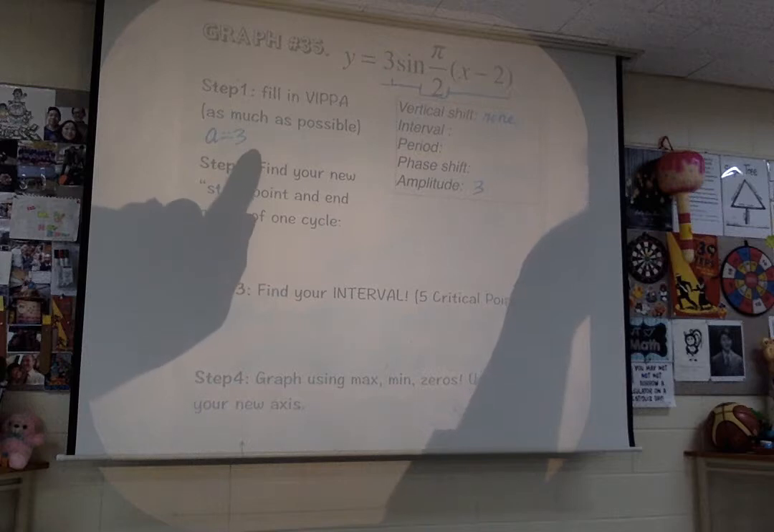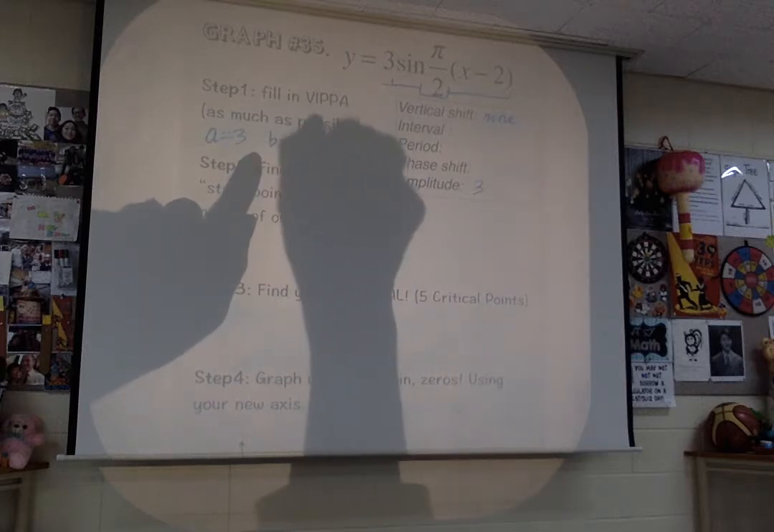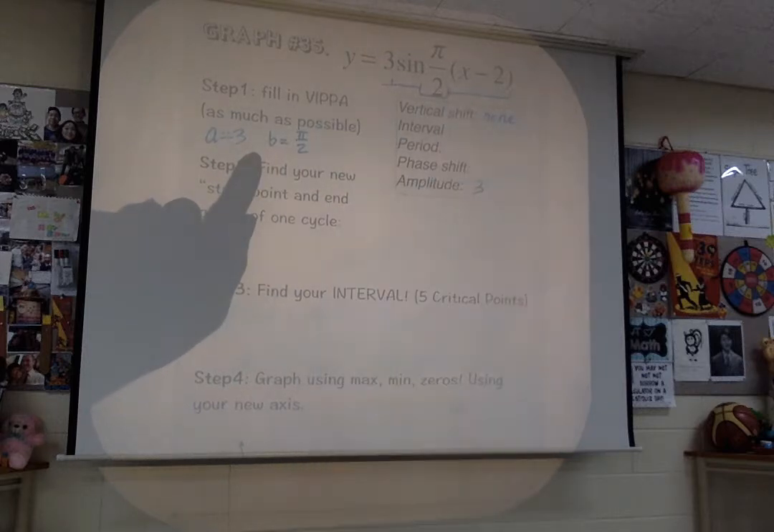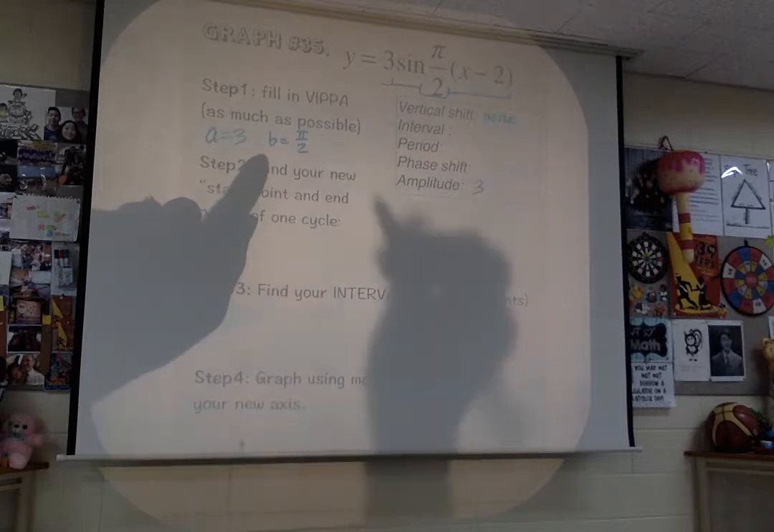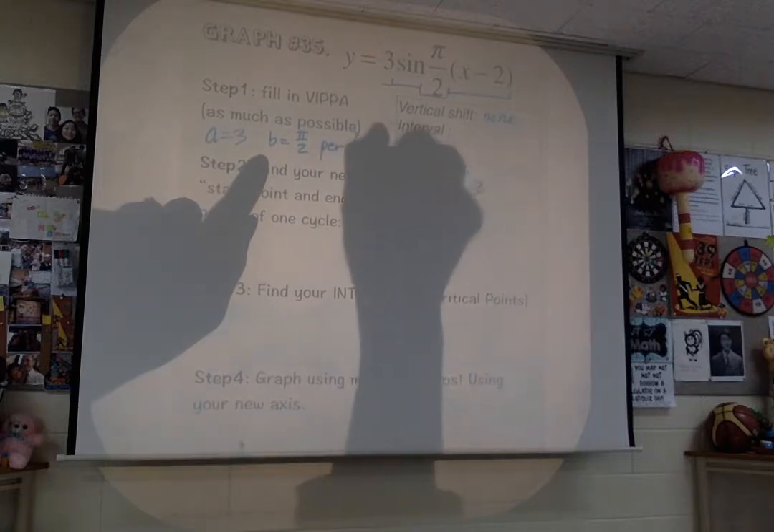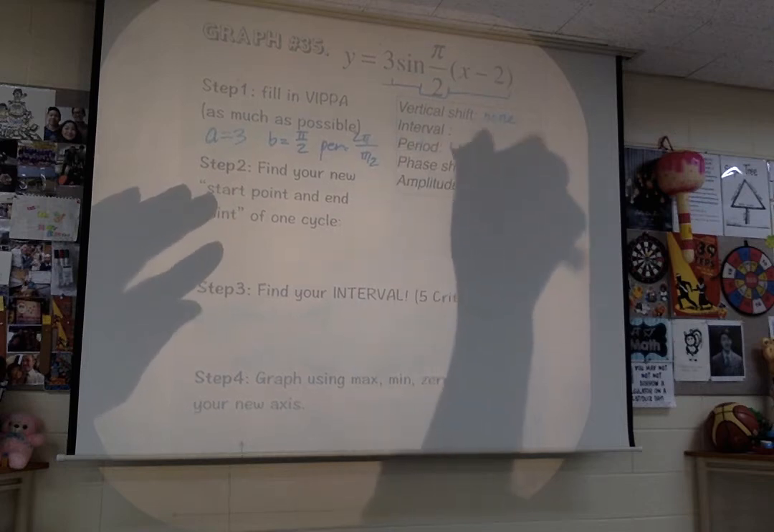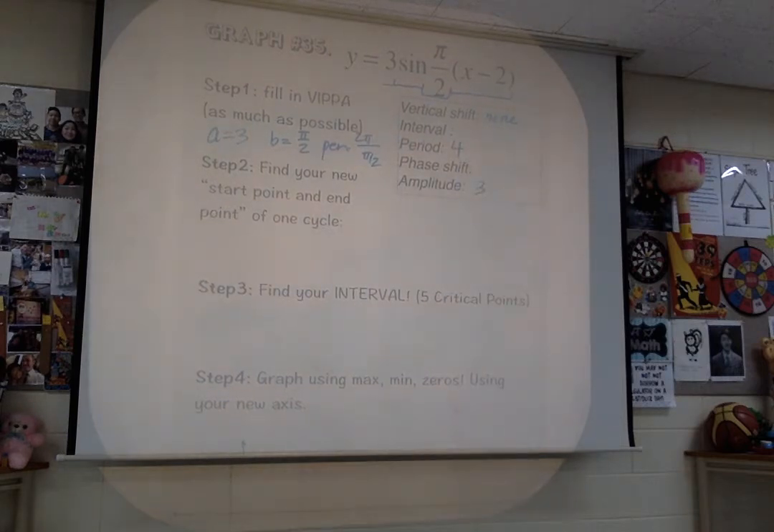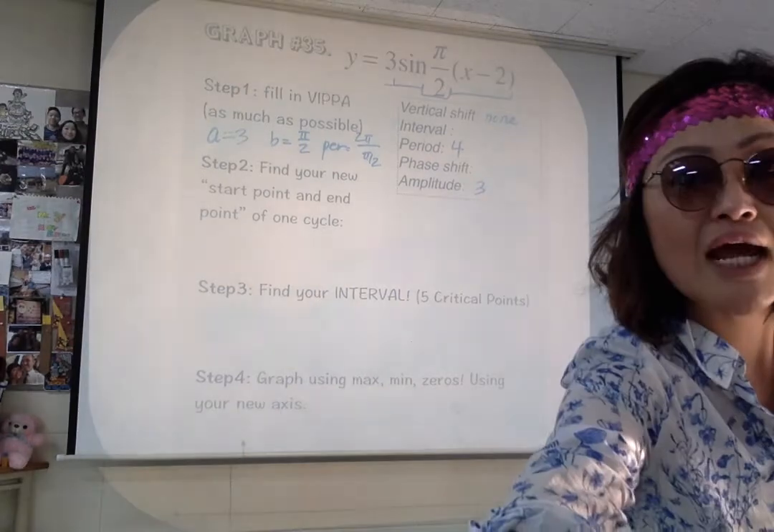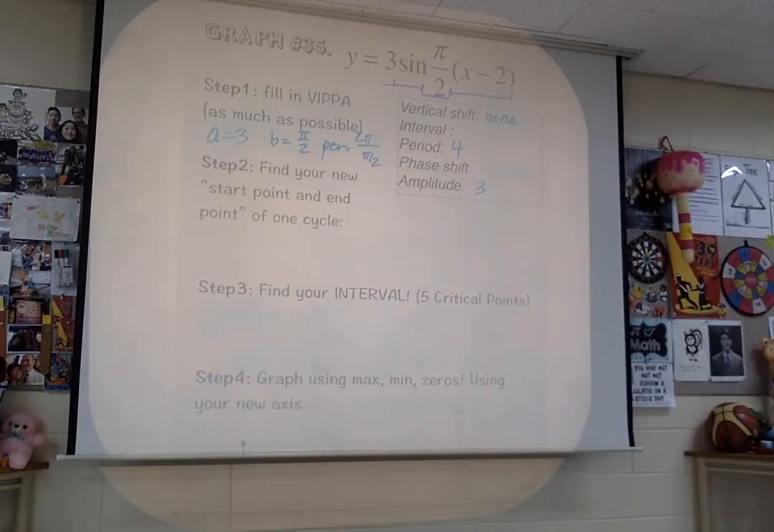How about B? What's your B? B is pi over 2, because it's right here. But it says find the period. Well, period is simply 2 pi over B, which is 2 pi over pi over 2. So your period must be 4. Let's write that, okay? Make sure you understand that, guys. If you don't, just stop and ask your neighbor, because Ms. Chang is not there, right?